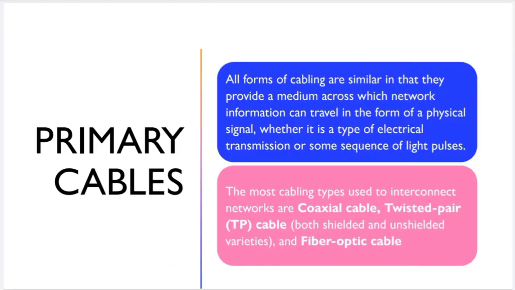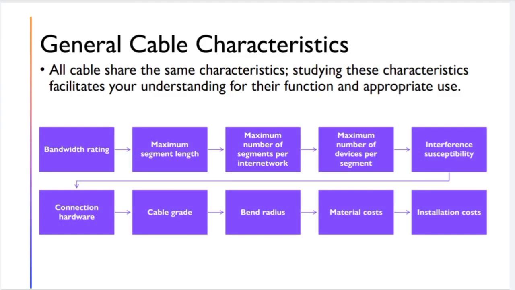Forms of cabling are similar in that they provide a medium across which network information can travel in the form of physical signal, whether it's a type of electrical transmission or some sequence of light pulses. The most common cabling types used to interconnect networks are coaxial cable, twisted pair cable, both shielded and unshielded varieties, and fiber optic cable. All cables share the same characteristics. Studying these characteristics facilitates your understanding of their function and proper use.